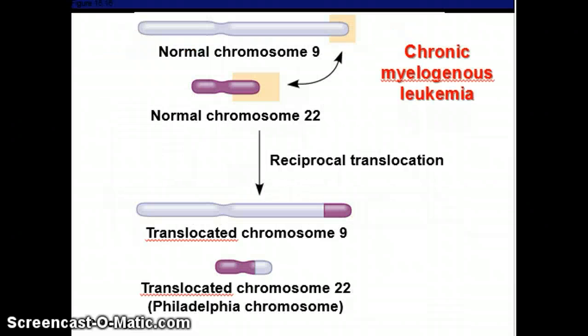This is an example of what that would look like. You see here normal chromosome 9 and normal chromosome 22, and they exchange portions. They're not homologous, so this is not crossing over. They exchange portions as if they were crossing over, but the wrong genes go to the wrong chromosome, and they result in a form of leukemia.